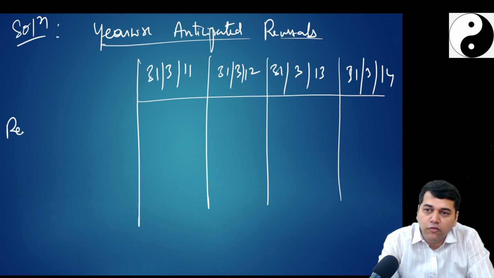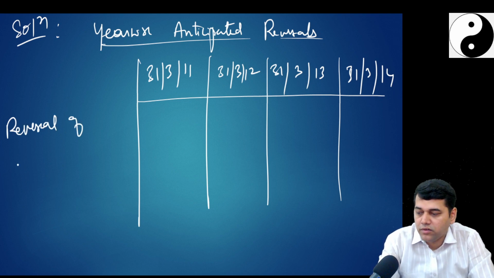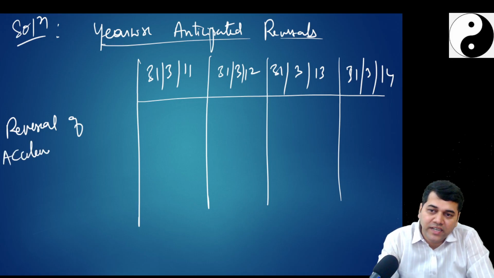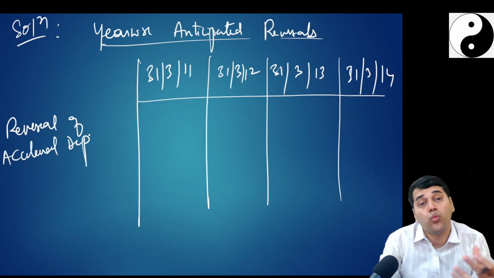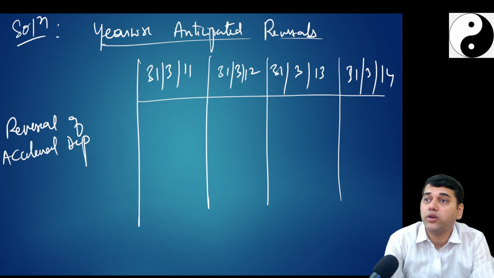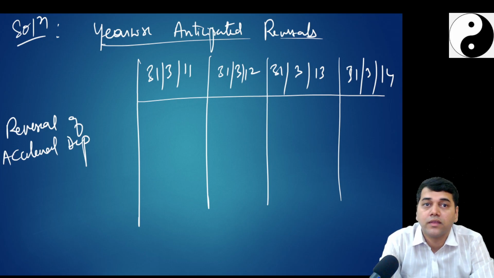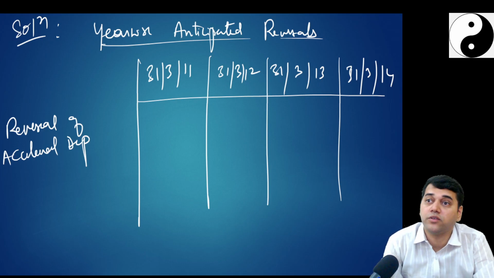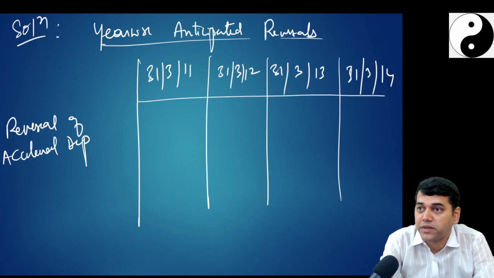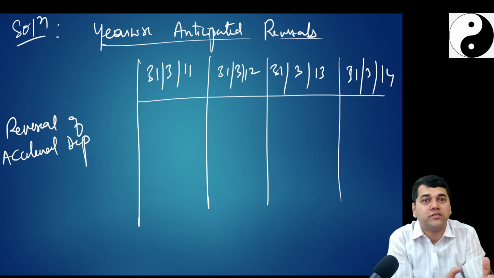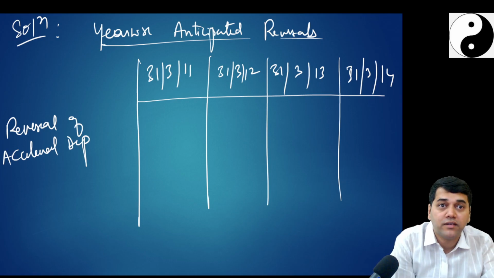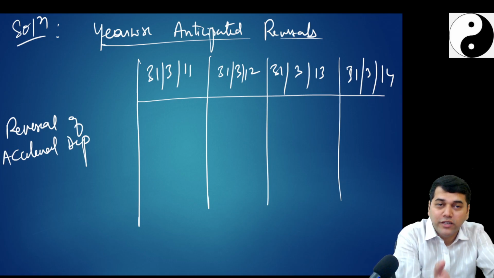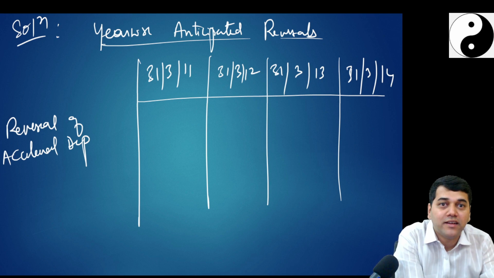So reversal, how is it going to happen? Reversal of accelerated depreciation. Why did the difference come? Why is your book value more and tax base less? Because of accelerated depreciation. What do you mean by accelerated depreciation? Accelerator, when you press, what is going to happen? Speed increases. That means you are going to consume the asset fast. Where? Books or tax?